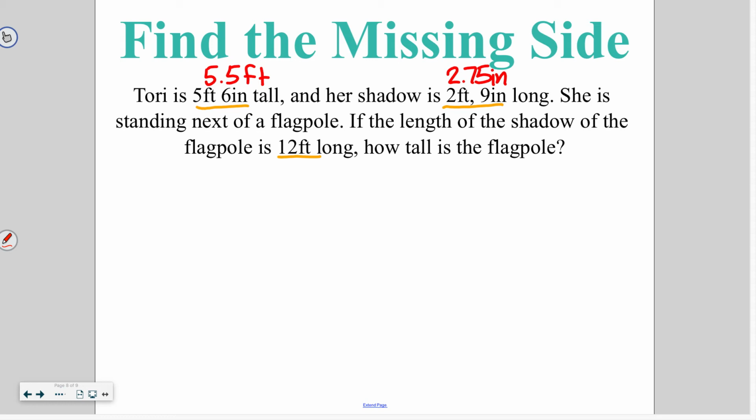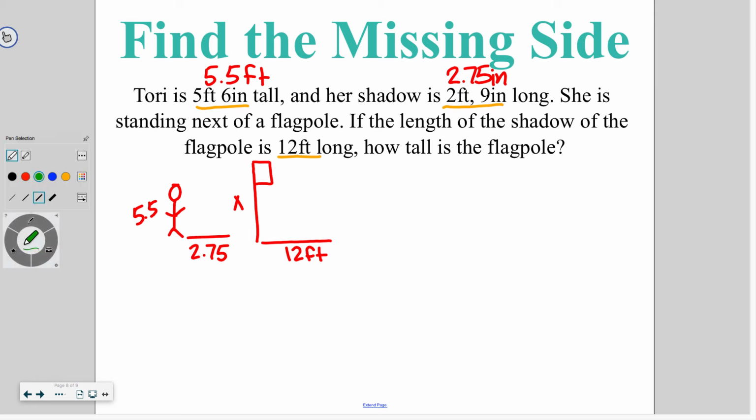I'm then going to draw a quick picture to just show what this situation would look like. So we've got Tori and her shadow. So she's 5.5 feet tall, and her shadow is 2.75 feet. And then we've got our flagpole, which we know has a shadow that is 12 feet long. We're trying to figure out the height of that flag. So we can use the idea of a similar triangle because if I draw in a hypotenuse here, I have 2 right triangles. So those triangles are going to be similar.